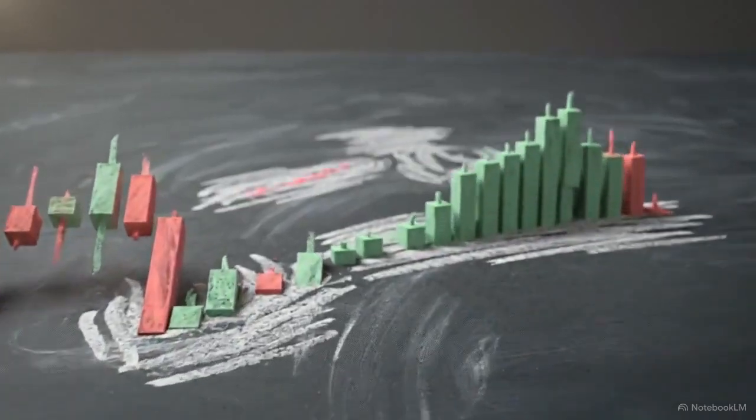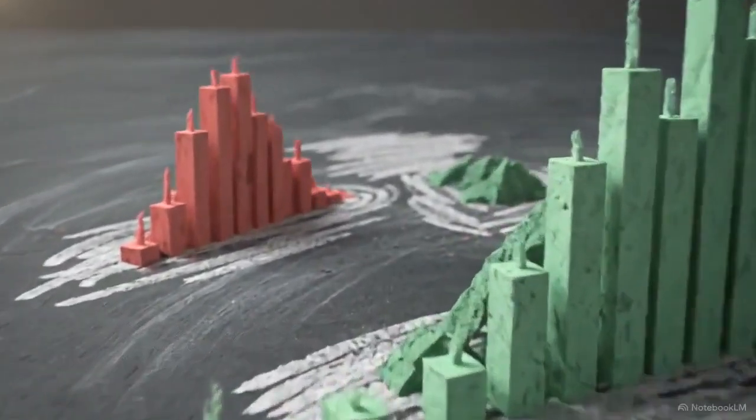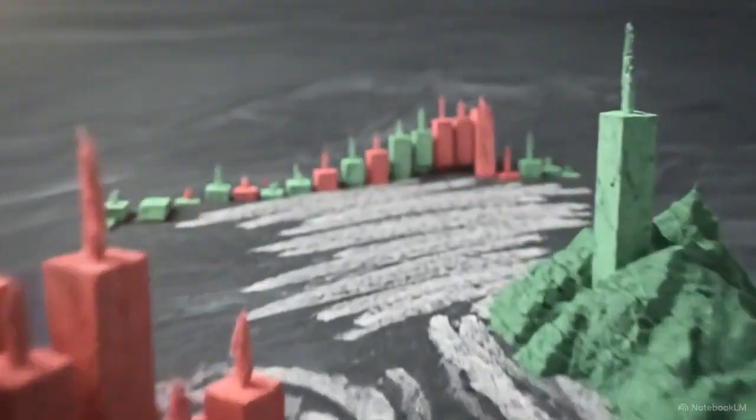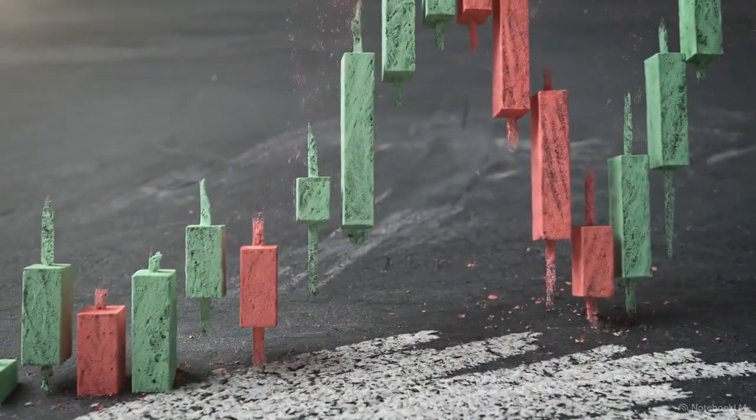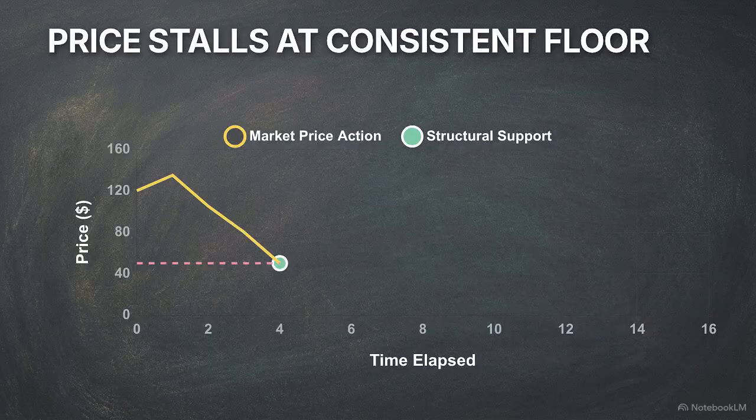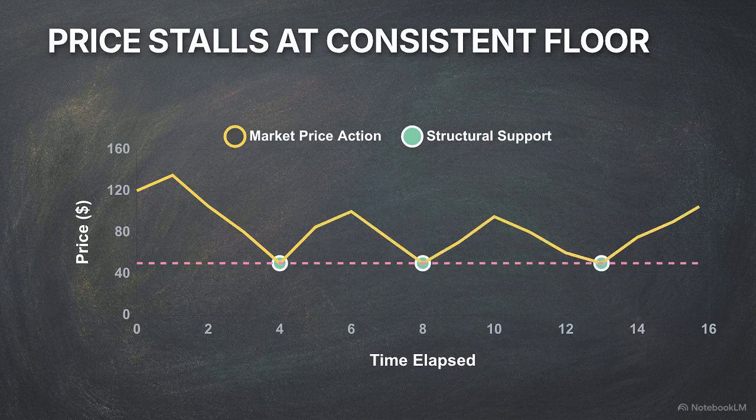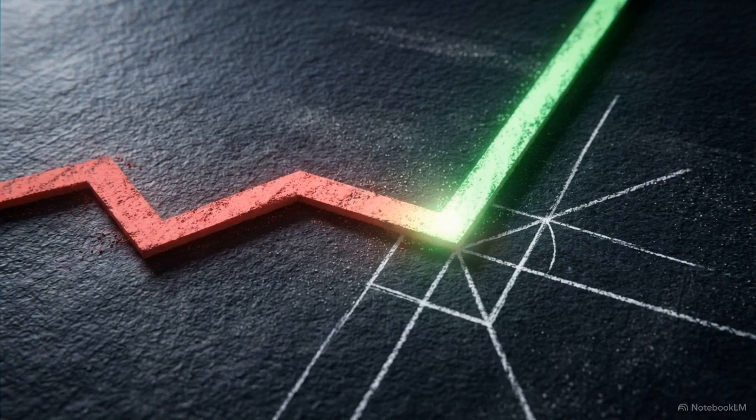Watch a raw asset chart and you see pure chaos. The price spikes, crashes, and stutters in a blur of volatile data. Look closer, and you'll see the price repeatedly stalls and reverses at the same specific coordinates. These points of friction suggest a structured environment rather than total randomness.